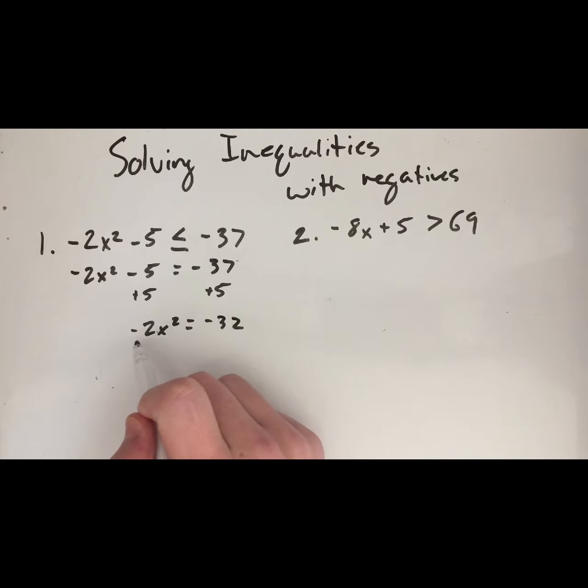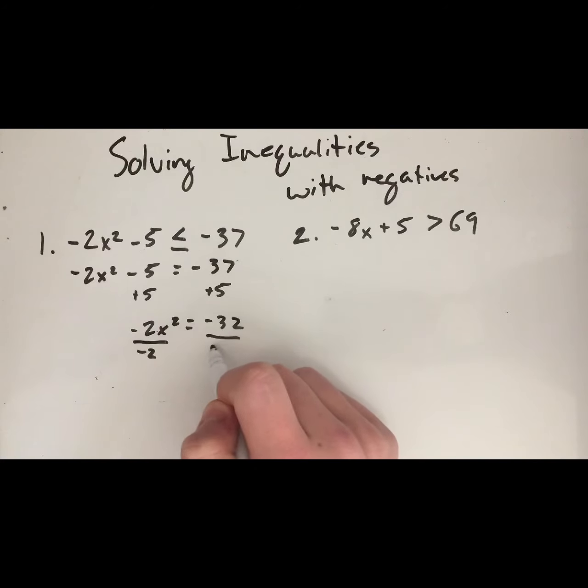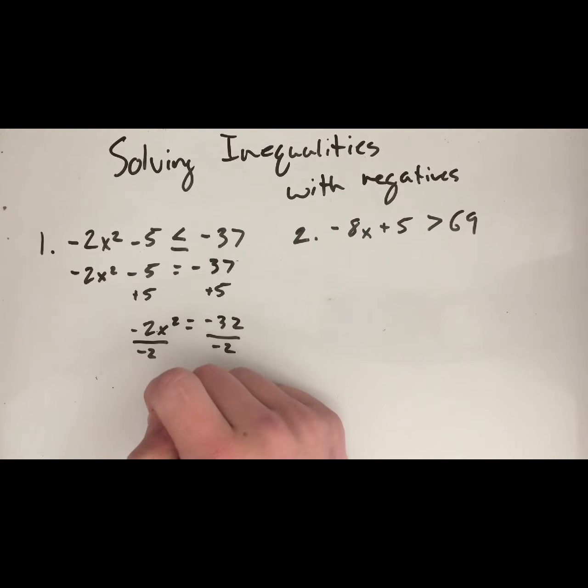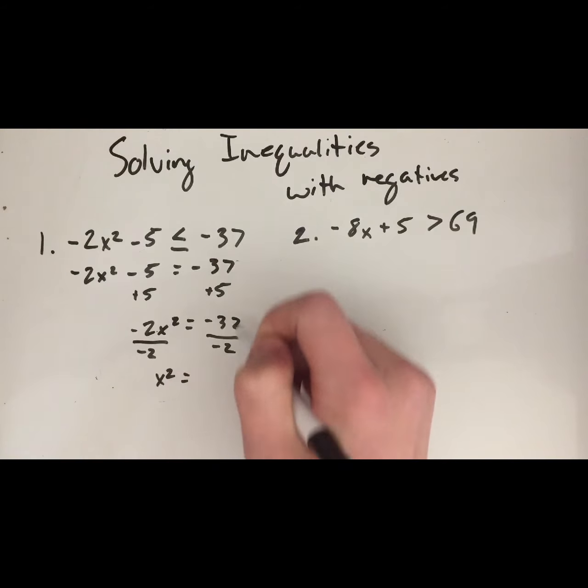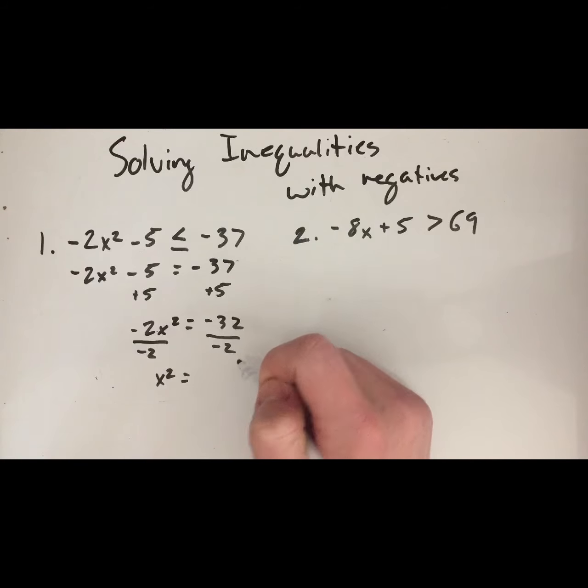Now the next rule, you want to get rid of this negative 2. So here's the point where we're dividing by a negative. So this is where that flipping the symbol will come into play later. So when you divide a negative by a negative, what do you get? You get a positive. So you're left with x squared is equal to negative 32 divided by negative 2, which is going to be 16.